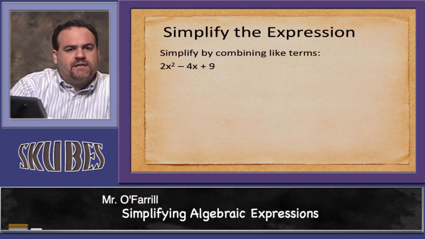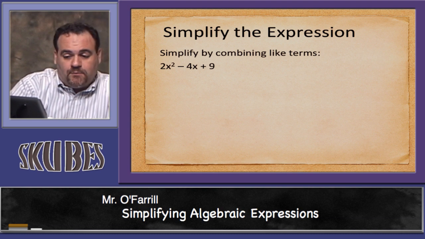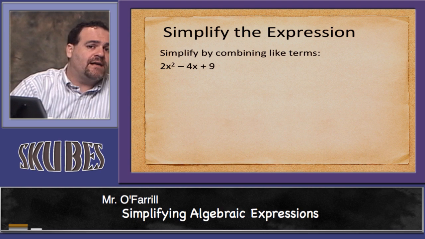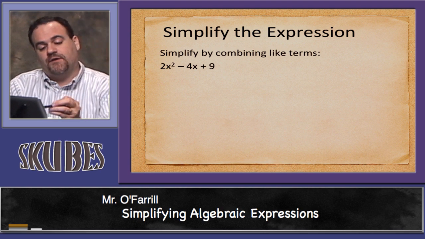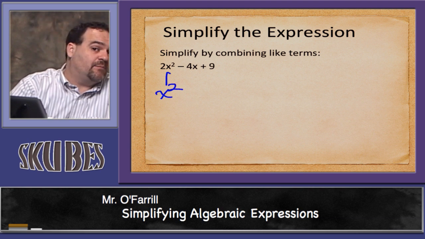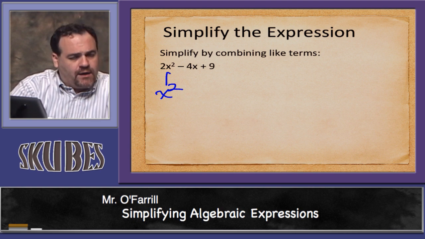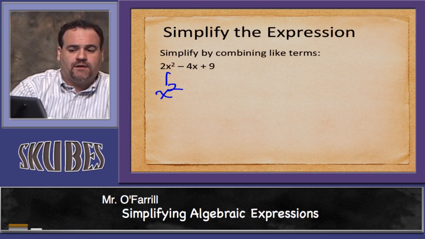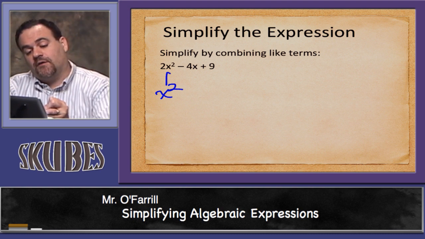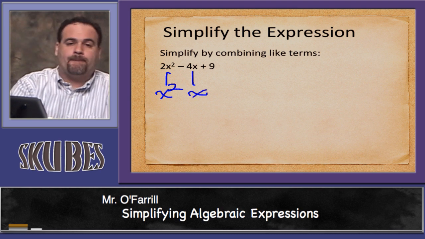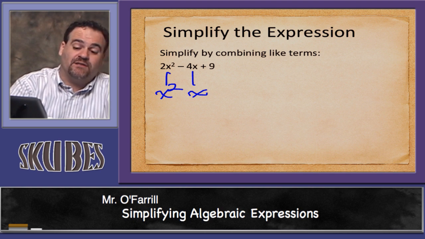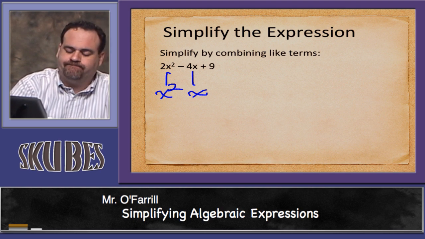So let's take a look at this problem. It says 2x squared minus 4x plus 9. We should start by identifying what types of terms we have. This one, we can call it an x squared type of term. Do you see any other x squareds in this algebraic expression? I don't. Here we have an x type term. Do you see any other terms that have an x? No exponent that you can see, just the variable x.